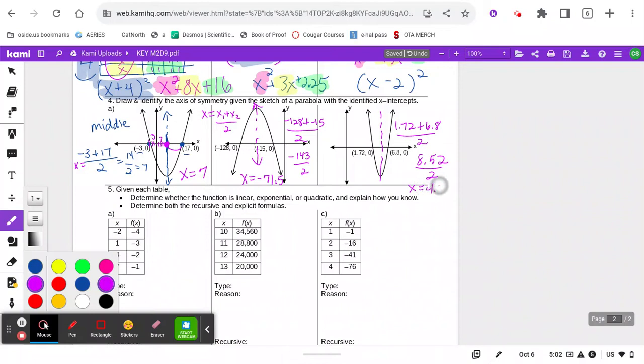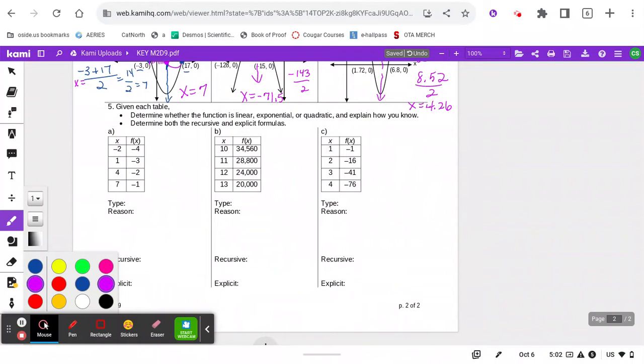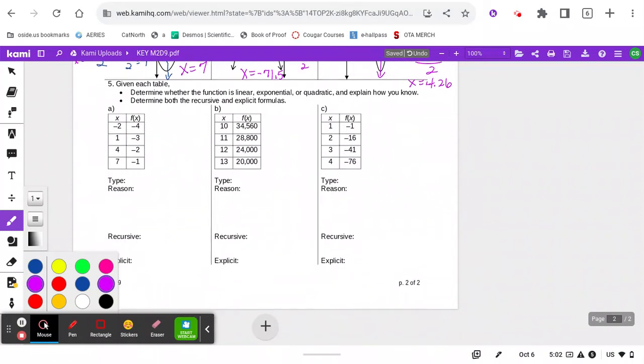That's 4.26. How'd you do? So that's just finding the middle of those two. It's called the midpoint, the x. All right, good old tables.